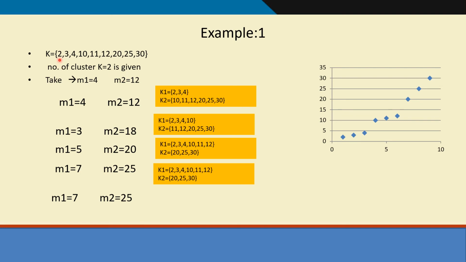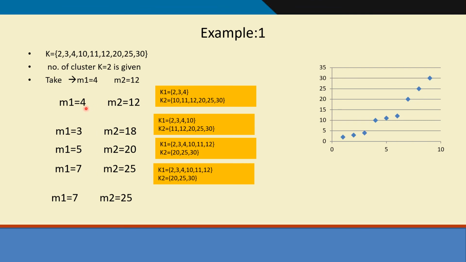So you can see that 2 is nearer to 4 because 4 minus 2 is 2, and 12 minus 2 is 10. So we are putting 2 in the first cluster. If you see 10, 10 minus 4 is 6, and 12 minus 10 is 2. So we are putting 10 in the second cluster. Once we have done the first step, we have to readjust the centroids.